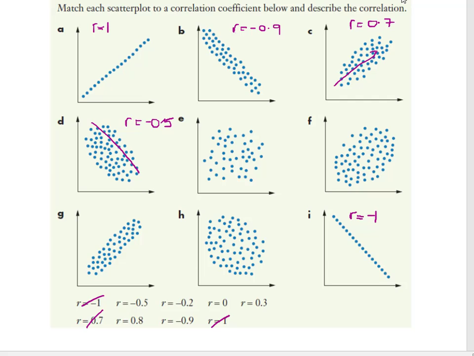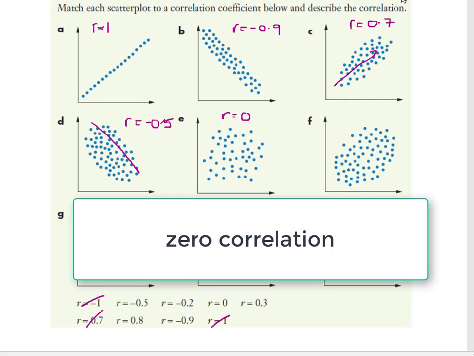So for E, all I seem to have here are random dots. They don't seem to be organized in any order. So I'm going to say that my correlation is 0. That is, it's got no correlation whatsoever.